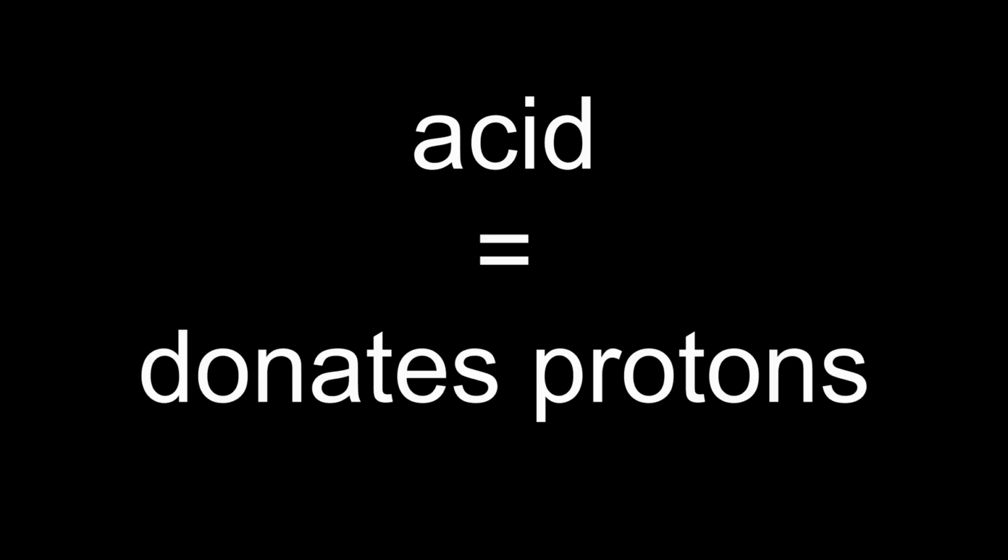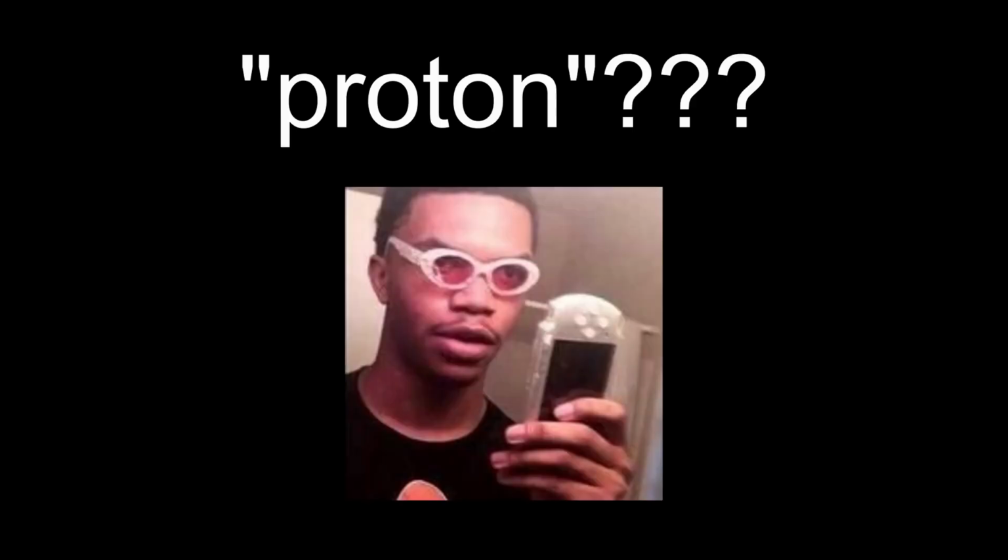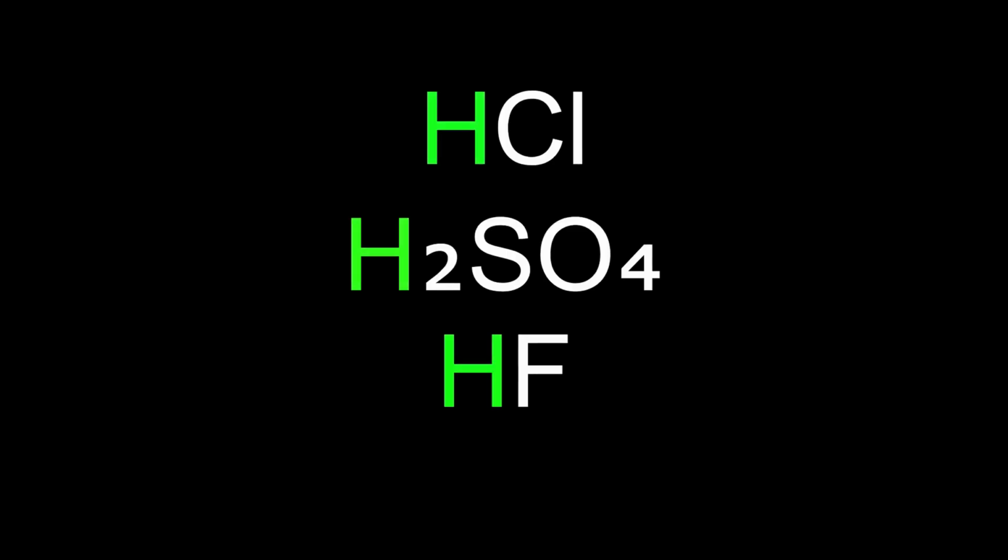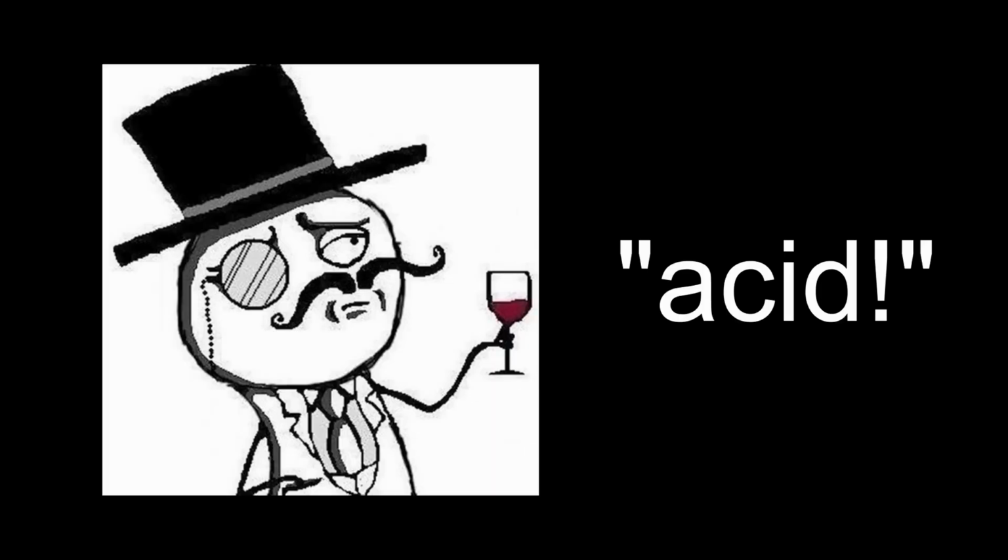According to Brønsted-Lowry, an acid is a molecule that donates protons, while bases accept protons. A proton in this case is just a hydrogen ion. So, with this definition, a molecule with at least one hydrogen that it can throw away can be an acid, and anything that can pick it up can be a base.